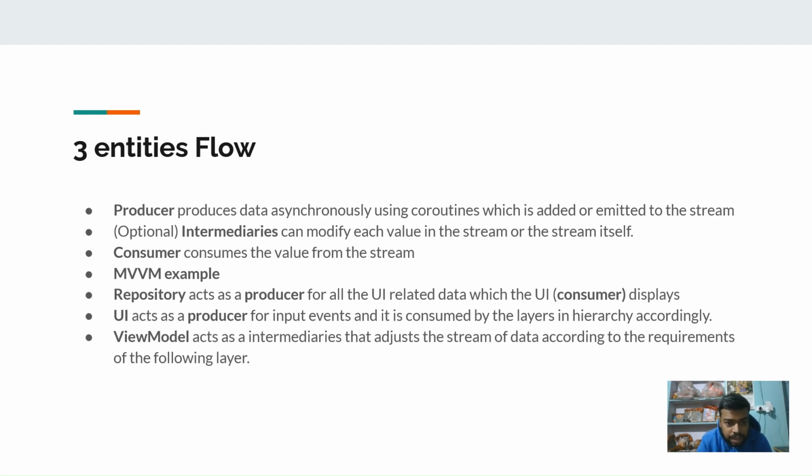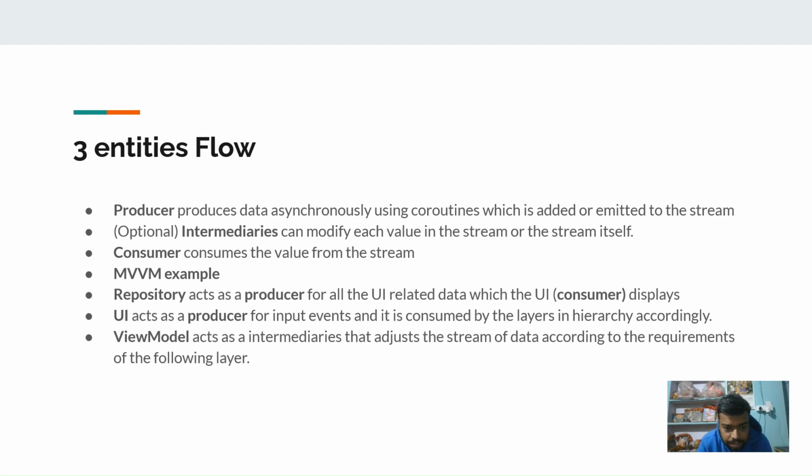So there are three entities involved in flow: producer, intermediaries, and consumer. Producer produces data asynchronously using coroutines, which is added or emitted to the stream. Intermediaries don't consume the stream but can modify each value in the stream or the stream itself. Consumer consumes the values from the stream.